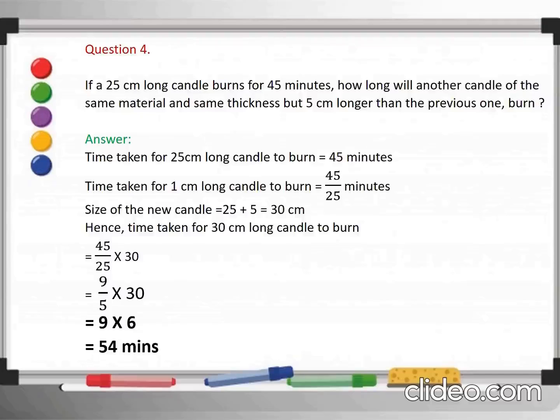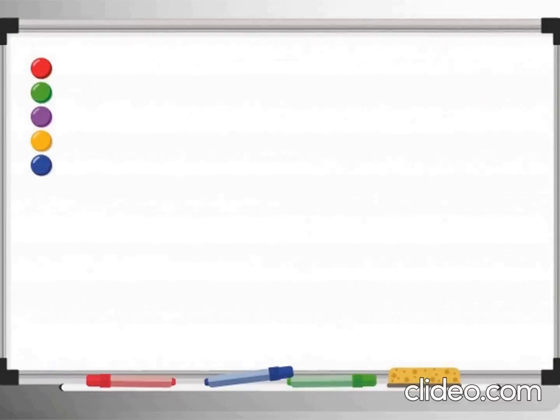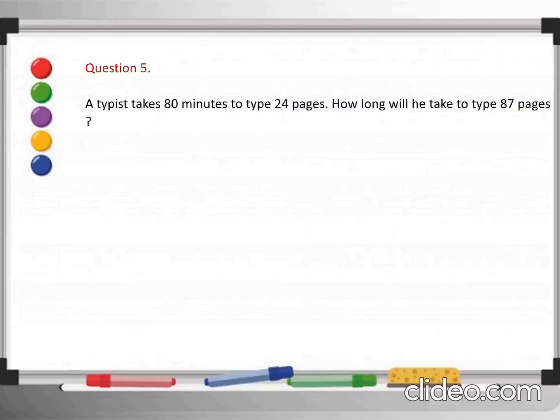Next question, question number 5. A typist takes 80 minutes to type 24 pages. How long will he take to type 87 pages?